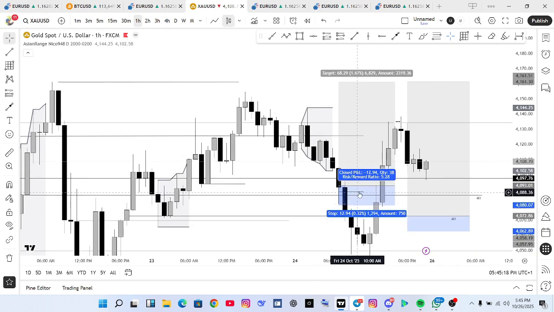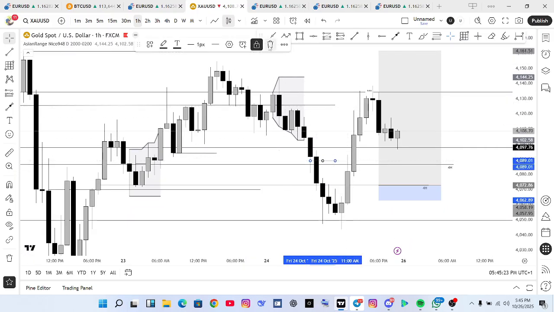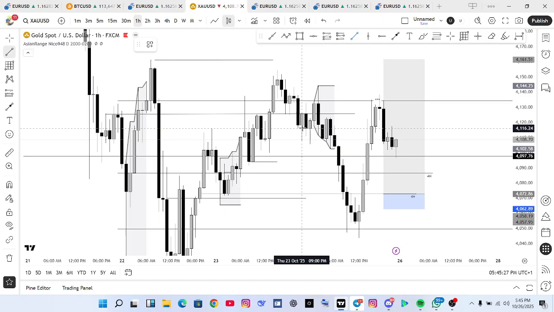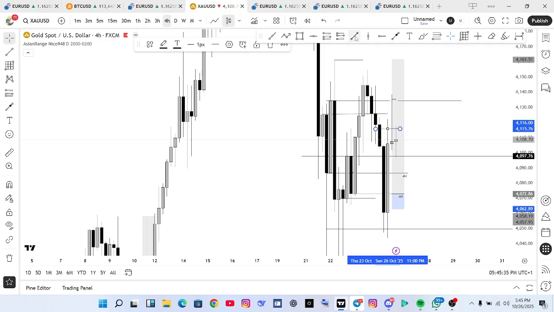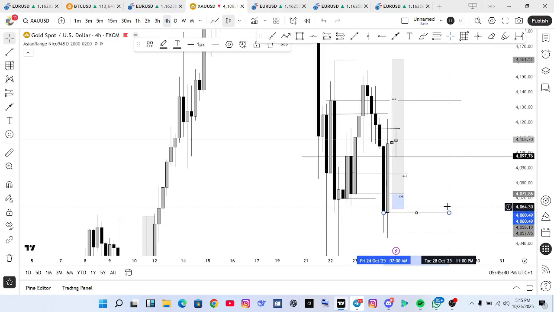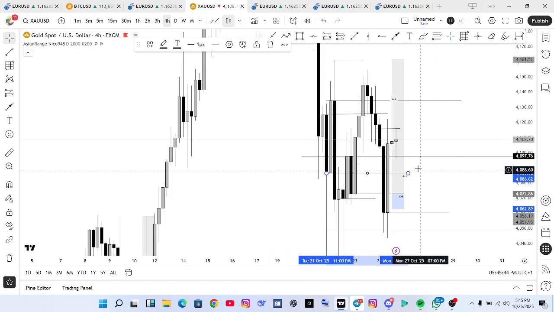Last week I was looking for buys from here. Price took my stop loss first before buying, but as for this week, this is a QM here. I'm expecting the market to tap into any of these levels, especially this place. This place is a very good zone to buy from too, or this place here, this key level too.